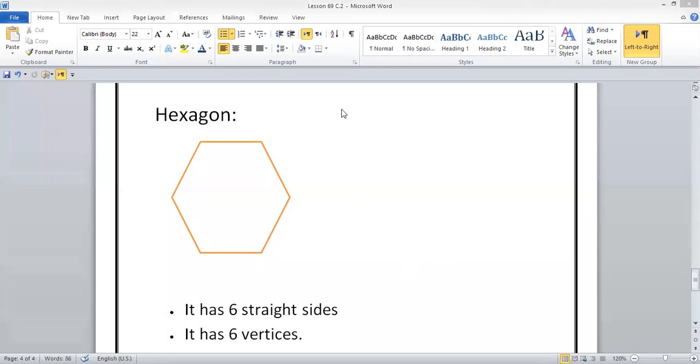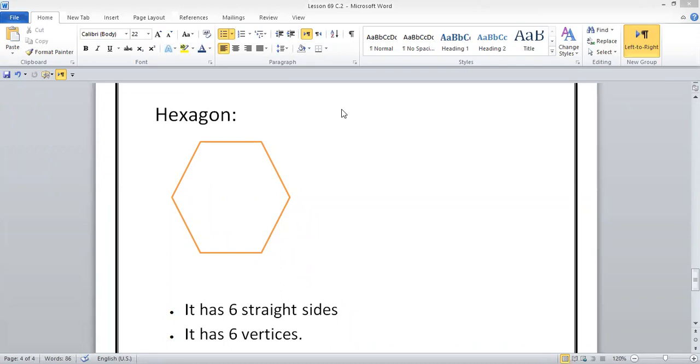Until then, I revise the square, rectangle, all 2D shapes for you guys. We have studied about square. Square has 4 vertices and 4 sides. And in a square, all sides are equal. Rectangle has 4 vertices, 4 sides. But in rectangle, only opposite sides are equal. Triangle has 3 vertices, 3 sides. And triangle can be in different shape. I have shown you different shapes.